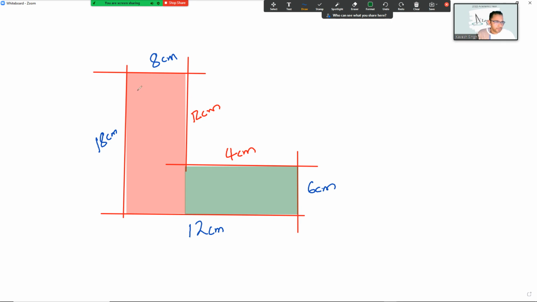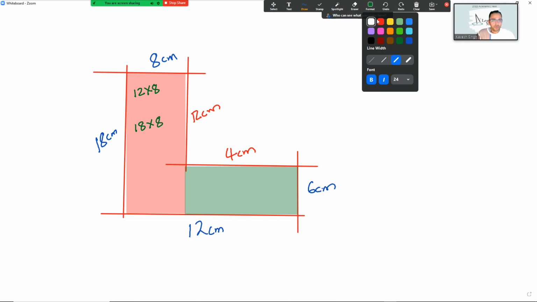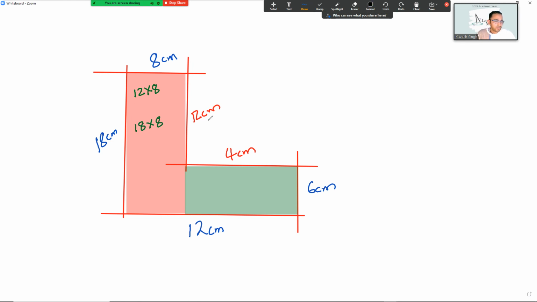Now I must look out very carefully. This rectangle can either be 12 times 8 or it can be 18 times 8. Which one do you think it is? 12 is too short, so it'll have to be 18. The answer is 18 times 8 because we're looking at the entire space. The 12 stops here, it doesn't go further, but the 18 goes all the way down, and the 8 goes all the way this way. So length times breadth: 18 times 8.